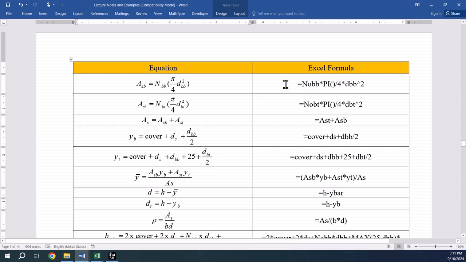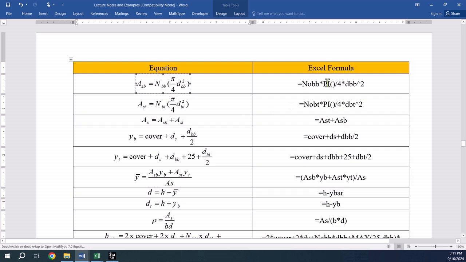We will have to use the equal sign at first whenever we are inserting a formula or an equation into an Excel cell, followed by NOBB times pi with parentheses, which is the way we define pi in Excel. So you can type capital letters P and I followed by empty parentheses. This is how pi is written in Excel, followed by over 4, then the diameter square. So this is nothing but a translation of this formula here.